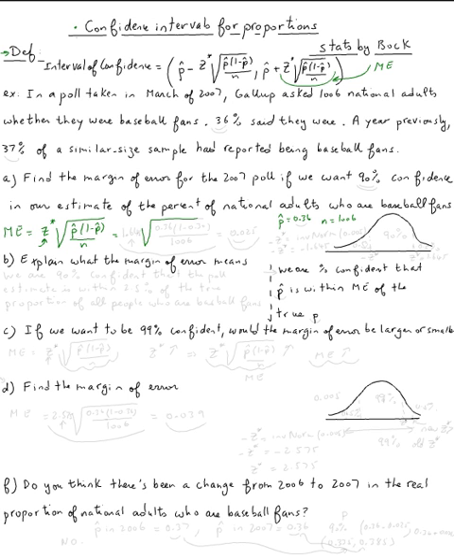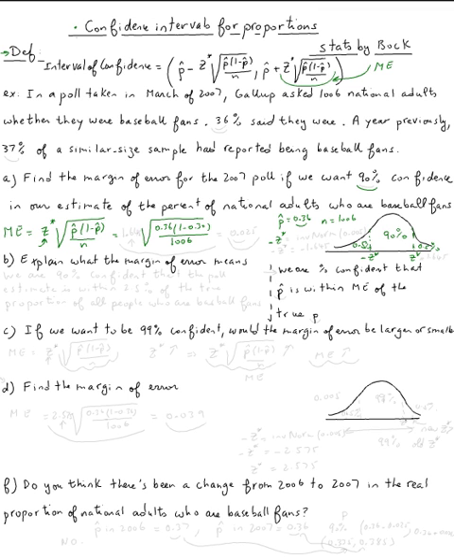P hat, we said, is 0.36. 1 minus 0.36, divided by n, which is 1,006. And then z star, since we're doing, what are we doing? 90% confidence. This is 90%, leaving 10%, so this is 0.5% on each side. So this is minus z star, this is z star. So how do we find the z star?